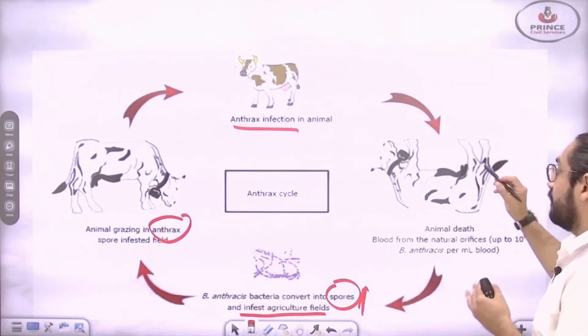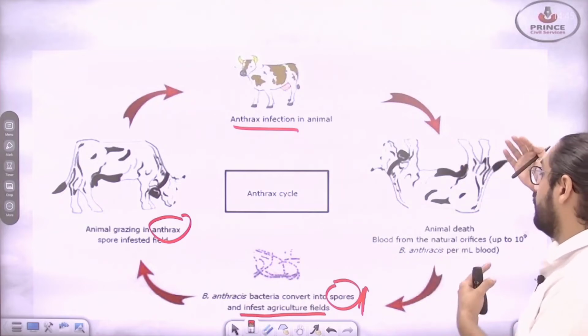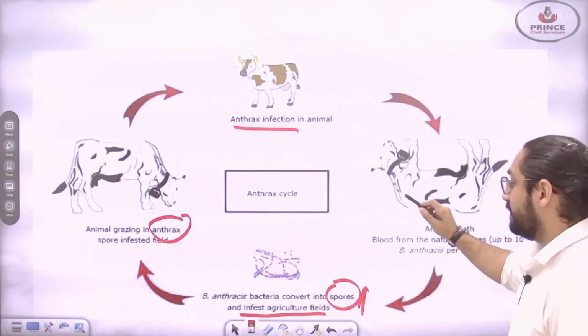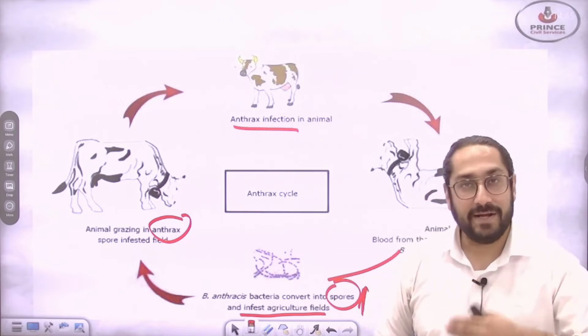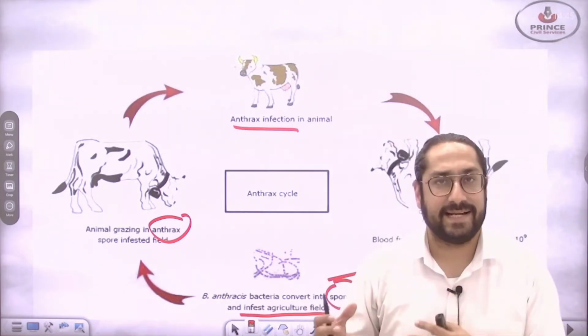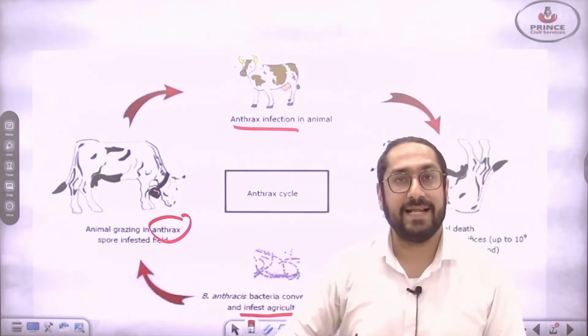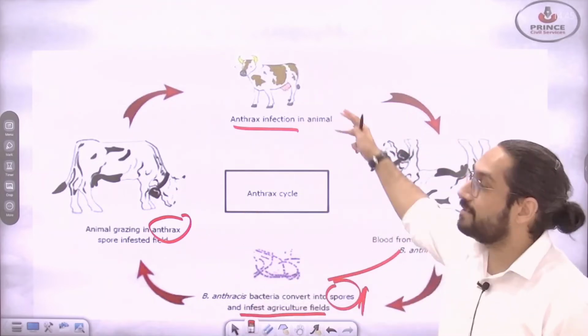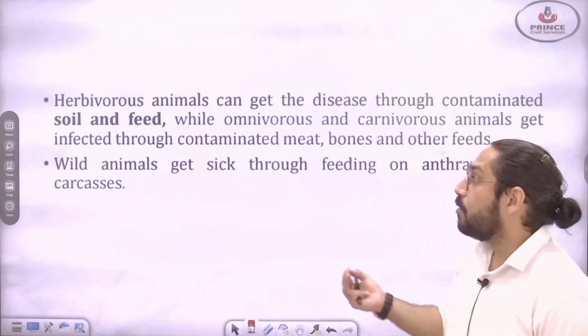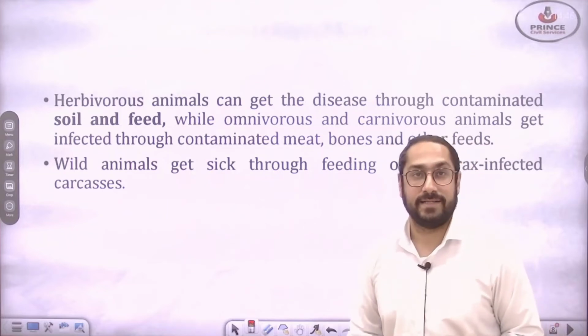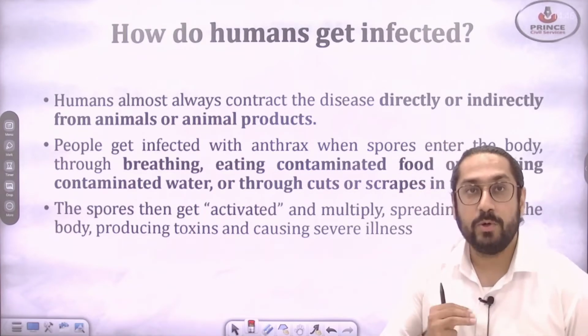And now from the blood and from natural orifices there will be release of the anthrax, which will go into the soil where it can lie for decades, and then it can germinate and become active, and the cycle goes on and on. And now the next thing is how can humans get infected? So basically, how do humans get infected?